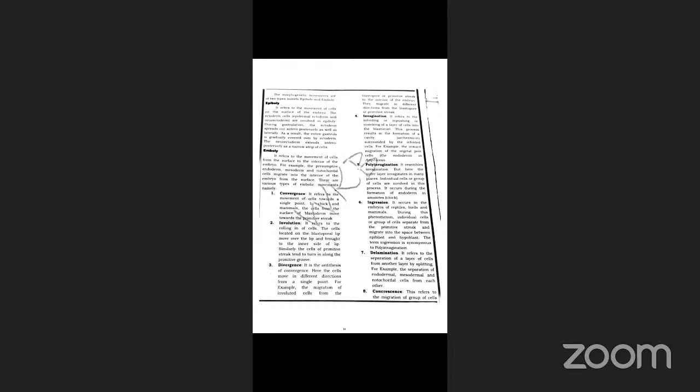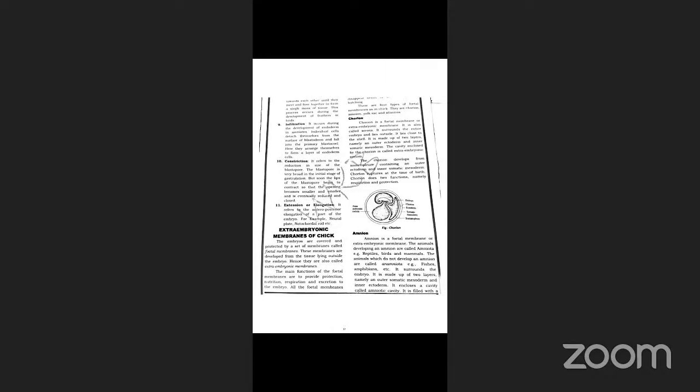Then concrescence refers to the migration of a group of cells towards each other until they meet and fuse together. This will occur during the development of feathers in birds. So in this concrescence, when there is an opening, that opening has to be closed. When both the cells try to meet together, that particular phenomenon is called concrescence.